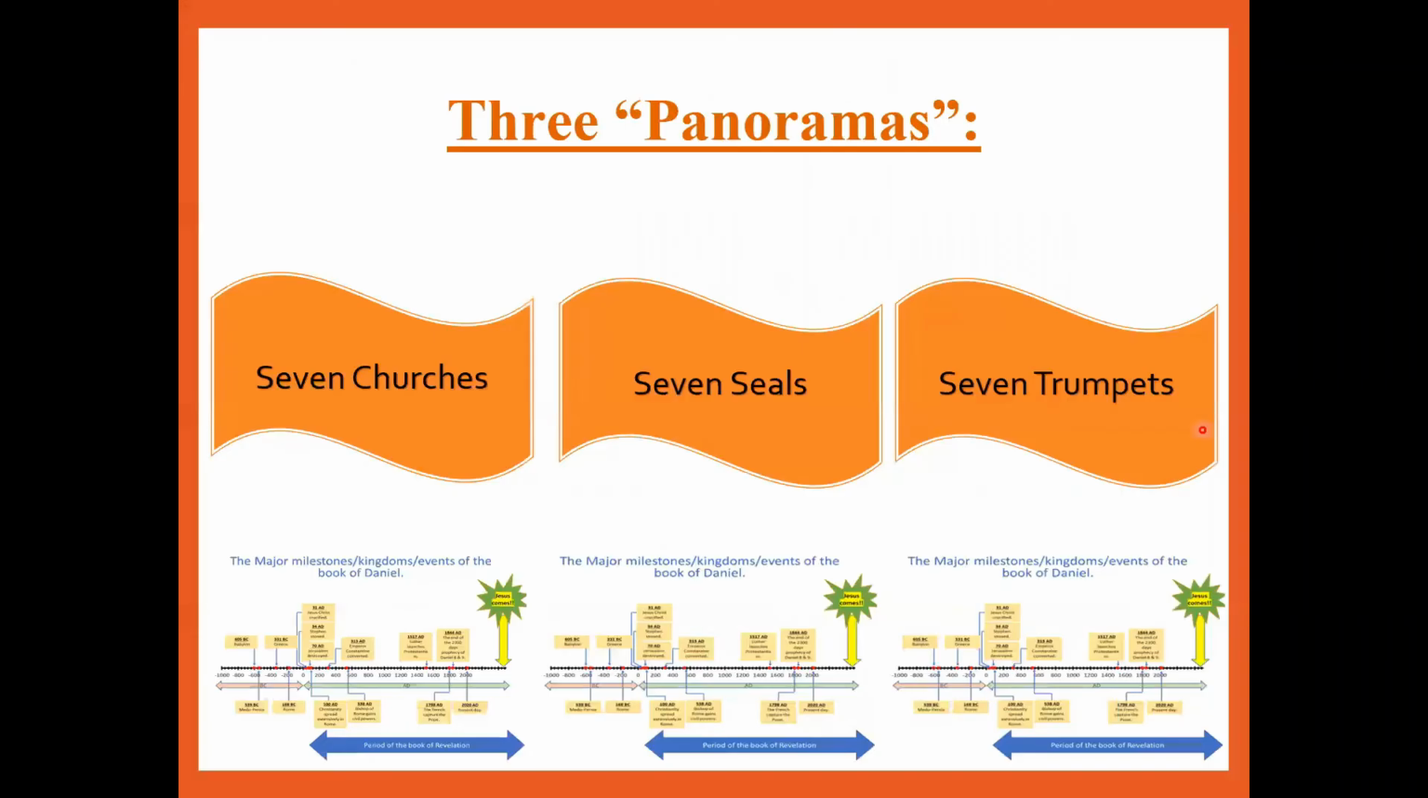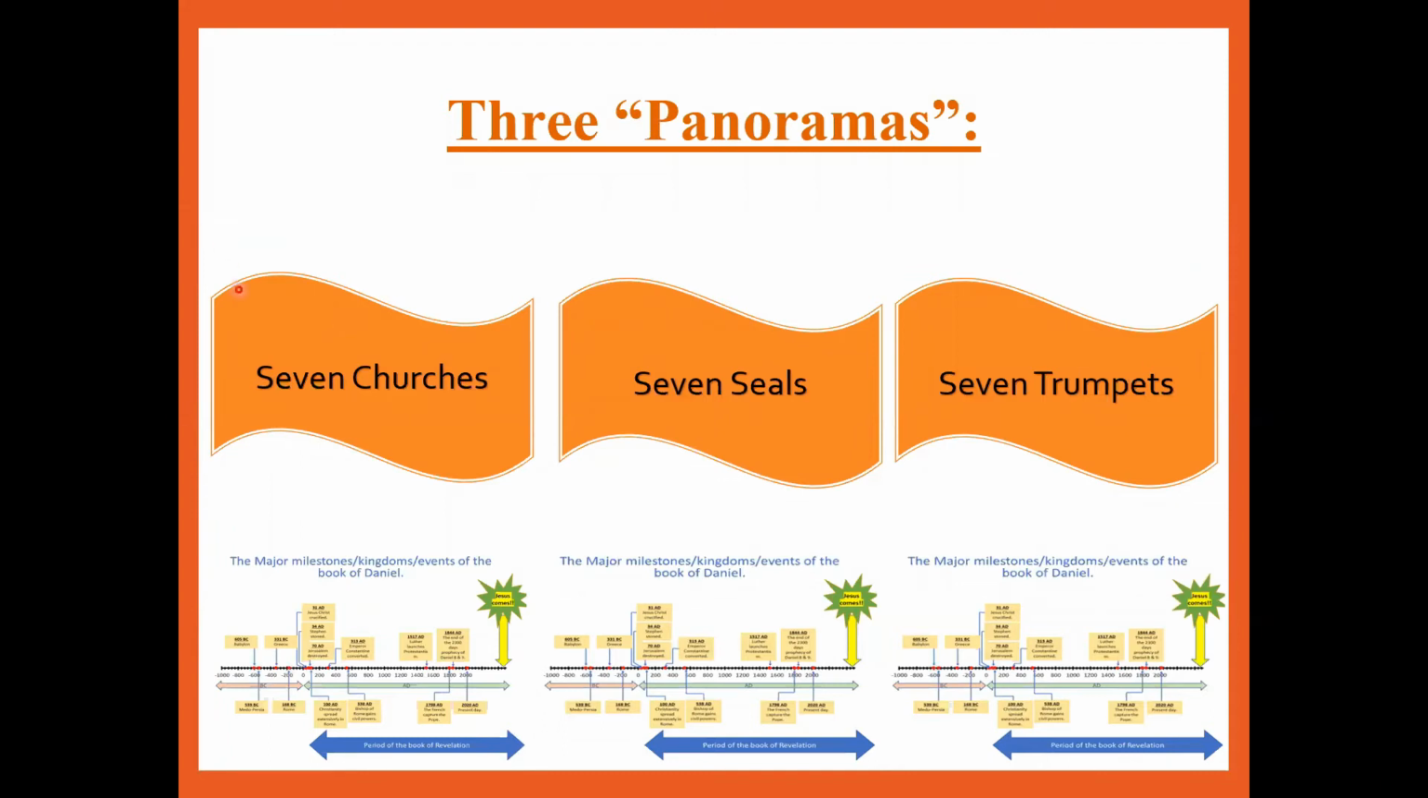So in reviewing that, we reviewed what I like to refer to as the three panoramas, three periods of history that may look separate, but are really the same period. In one case, we looked at it from the lens of, or using the imagery of, seven churches. Another time, we looked at the same period. So even though I put three panoramas here, notice I put it in quotes because I want you to appreciate it is not three different time periods. It's the same time period, but looked at in three different ways, right?